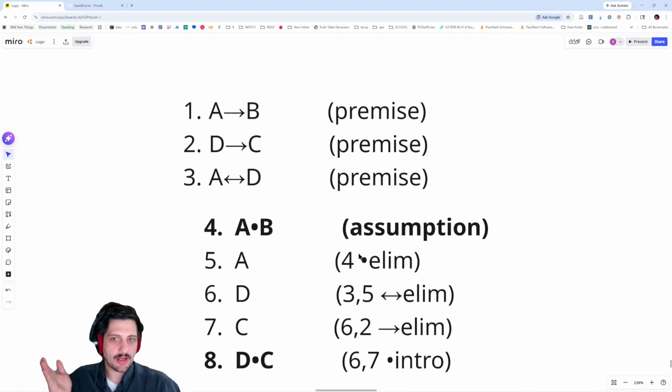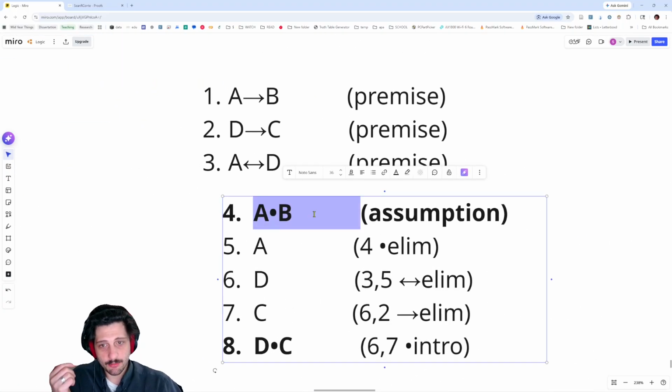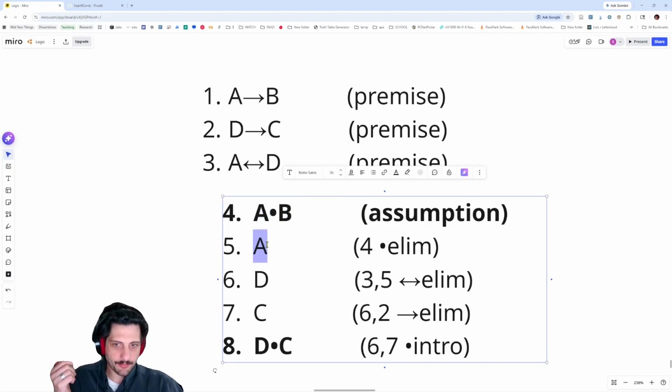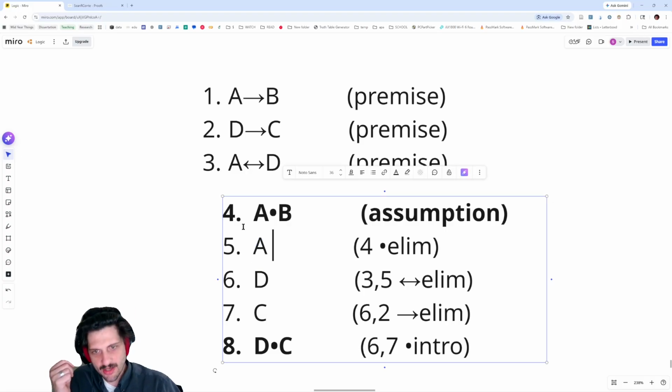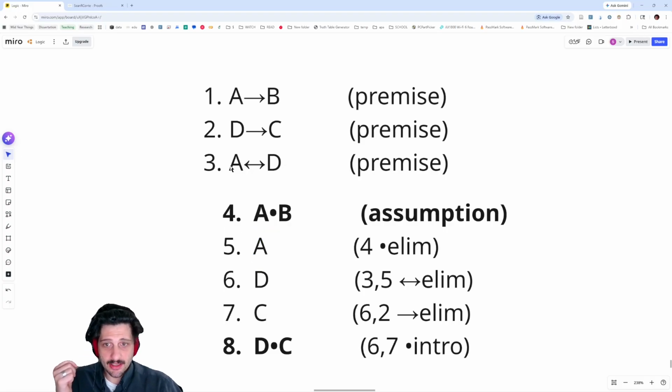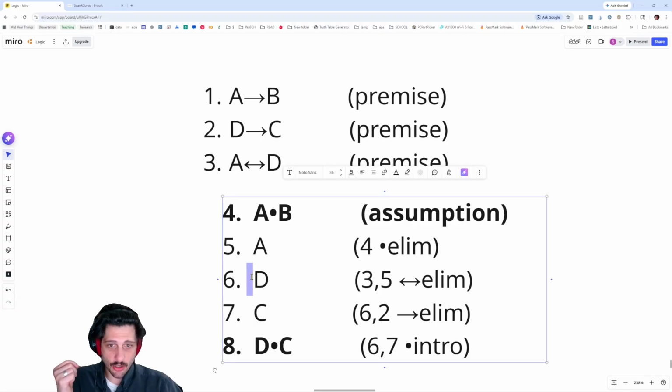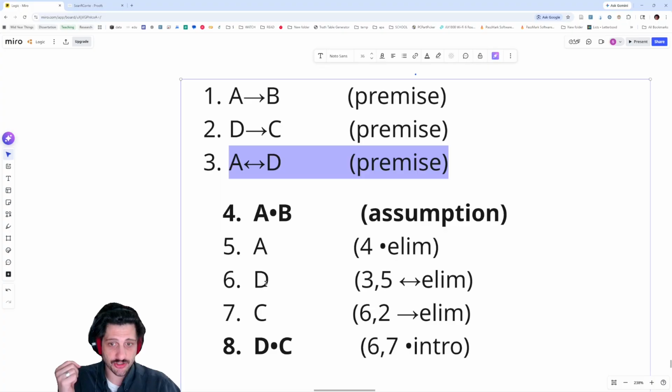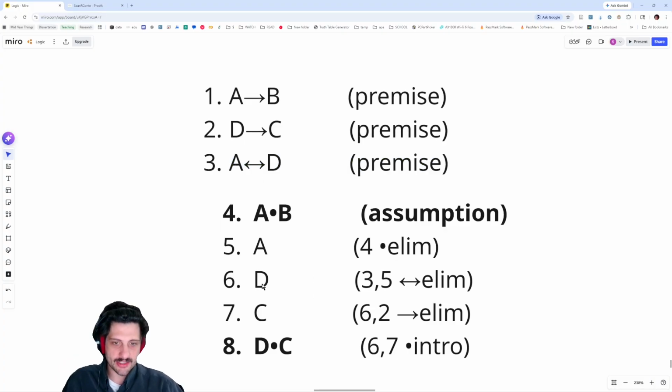And so that's all I'm doing right here, right? We say, okay, well, based on A and B, I could do an and elimination, which gives me A alone, right? And with A and premise 3, I know that's just a biconditional elimination that gives me D, right? That's just a perfect match of that pattern. A if and only if D. A is actually true, therefore D is true.